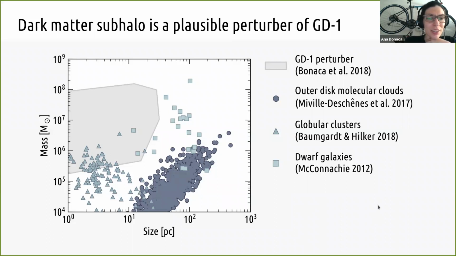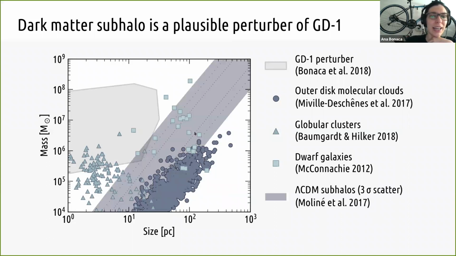The dark matter subhalos would lie in this band. So this is an expected relation between the size and mass of lambda CDM subhalos, and the dotted lines are showing the 1, 2, and 3 sigma scatter. So you can see that the overlap here is fairly small, and it would be an unusual lambda CDM subhalo if that's what happened.